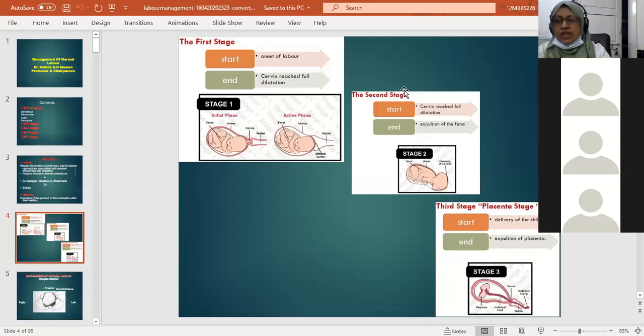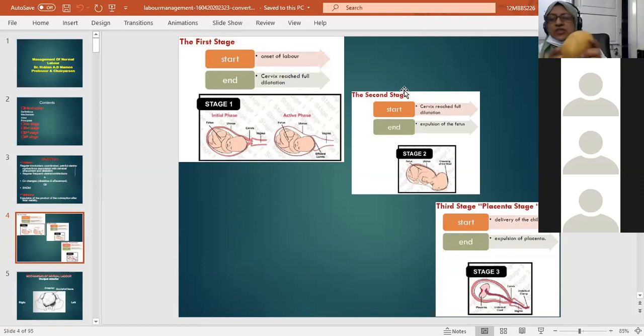We call it the vertex presentation when we are doing the vaginal examination. Now this head has sutures, and the important sutures are the sagittal suture, the coronal suture, and the frontal suture. The sagittal suture is a vertical suture, this is the coronal suture, this is the frontal suture, and posteriorly, this is the lambdoid suture.